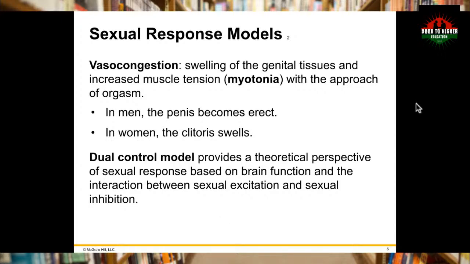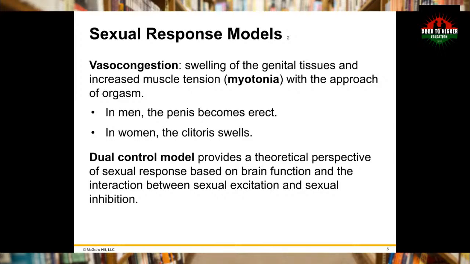A couple of terms I need for you to write down: vasocongestion. Vasocongestion is the swelling of the genital tissues and increased muscle tension, myotonia, with the approach of an orgasm. So in men, this happens when the penis becomes erect. In women, the clitoris swells. This is referred to as vasocongestion. Write this down. This is going to be in your written assignments as well as on the test.